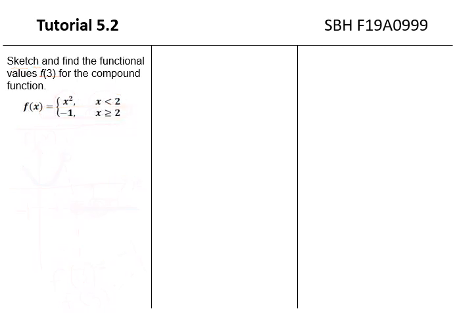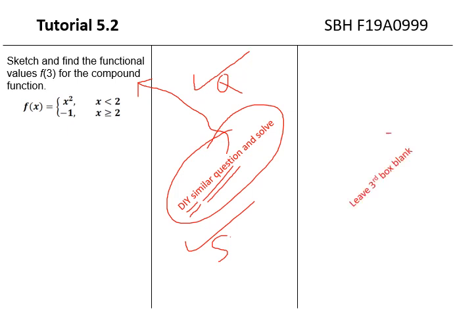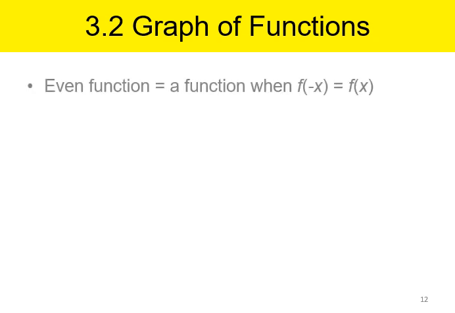Okay, next. DIY a similar question and solve. This is what you need to do. You're going to DIY a similar question, and the question is here, and the solution is here. Still, the third box, the third column, you leave it blank first. We go to graph of the function.